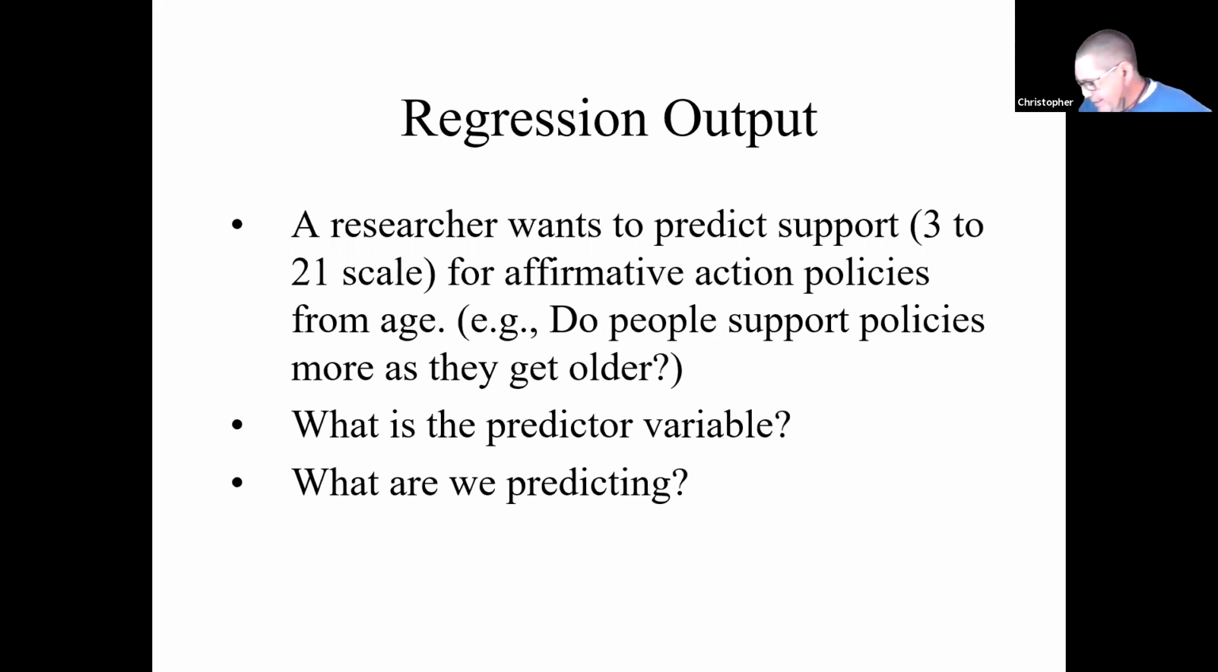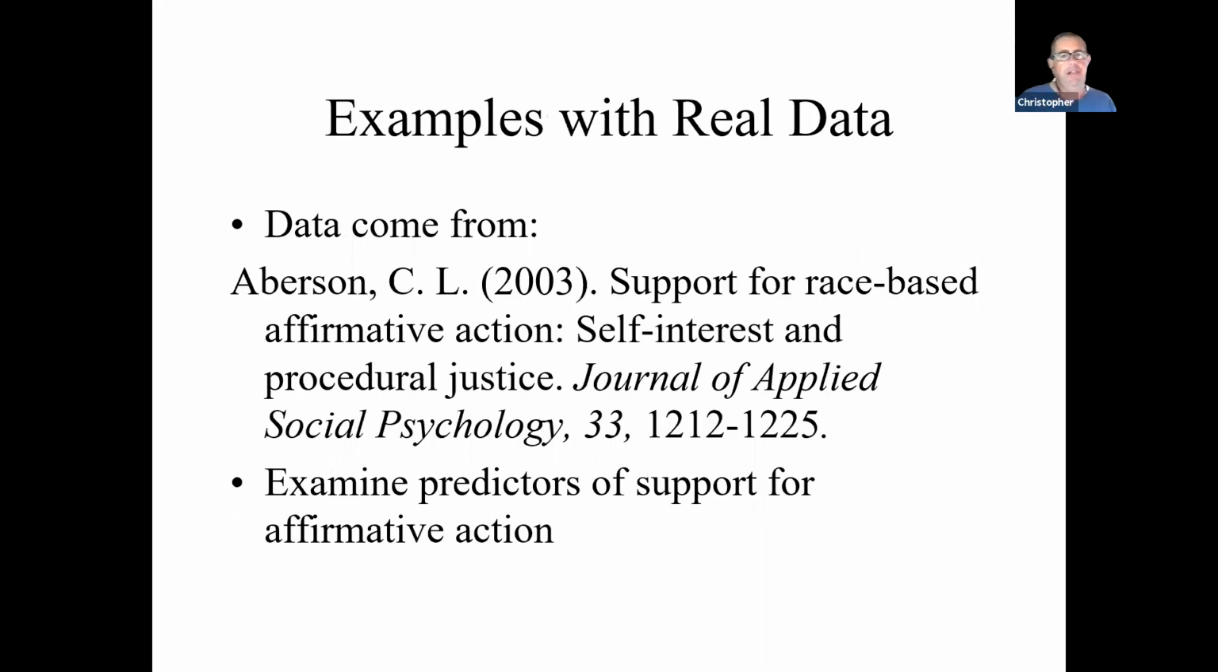So this is an example from some data that came from a paper I wrote a while back on attitudes toward affirmative action policies. A number of predictors there. One of the predictors we're using is age, asking whether people support policies more as they get older. The predictor variable here is age, and we're predicting support for affirmative action policies. Again, if you want to look this up, it's from an article from way back in 2003.